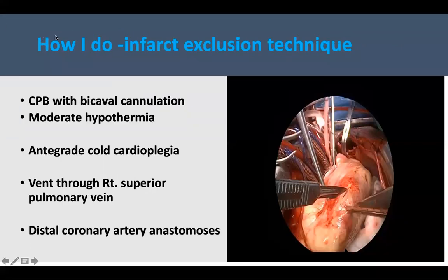So how do I do it? I usually do the infarct exclusion technique. First I put the patient on cardiopulmonary bypass. I would have bicaval cannulation because there is a large VSD, so you have to put a bicaval cannulation. Then we drop the temperature to around 32. Then we usually give integrated cold blood cardioplegia in our center. I put a vent through the right superior pulmonary vein. And if I have to do the anastomosis, I prefer to do the distal anastomosis before I touch the VSR.